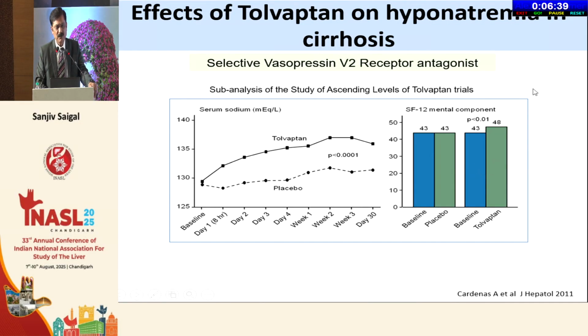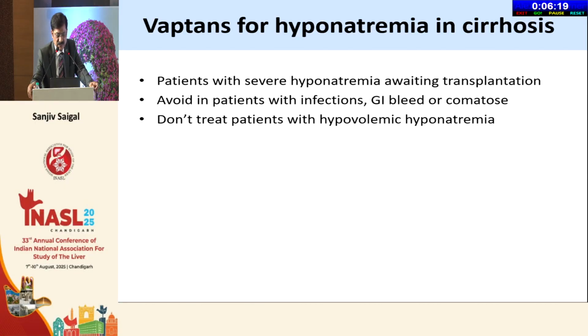Then tolvaptan, we all are aware, we do use it often, a selective vasopressin V2 receptor antagonist. It really brings up sodium very nicely. There's no question about that. You use it 7.5, 15 milligrams, you see that it rises in 24 hours. But preoperatively, it is not to be used, especially as it can have a sudden severe rise and you have a problem. So be very careful. If in the sicker pre-transplant patient in the ward you're going to use it, be very careful.